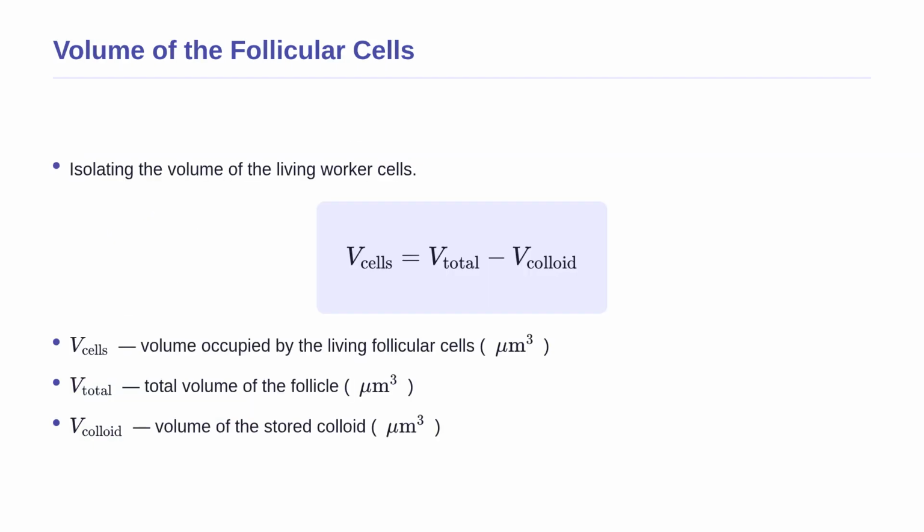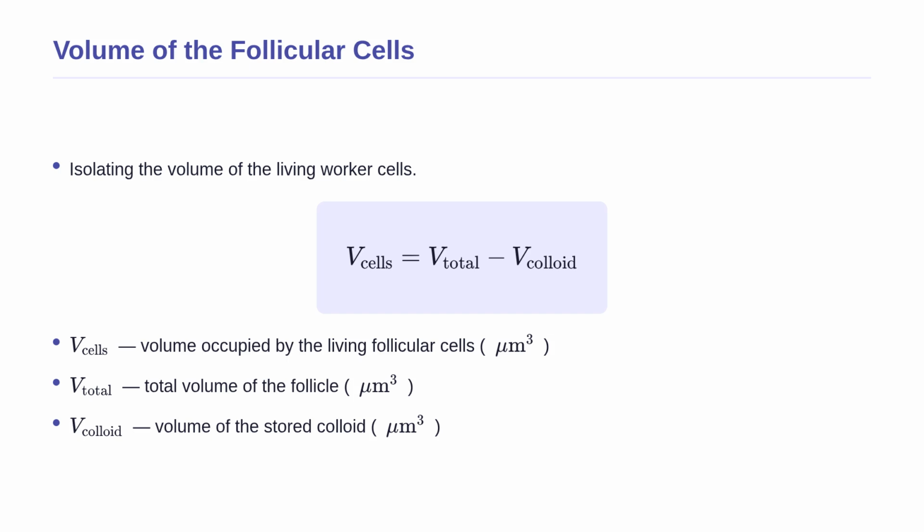This brings us to an important question. How much space do the actual living cells take up? To find the volume of the cellular shell surrounding the colloid, we use a simple subtraction. The volume of the cells equals the total volume of the follicle minus the volume of the colloid. Conceptually, we are taking the entire balloon and hollowing out the fluid inside, leaving only the rubber skin.